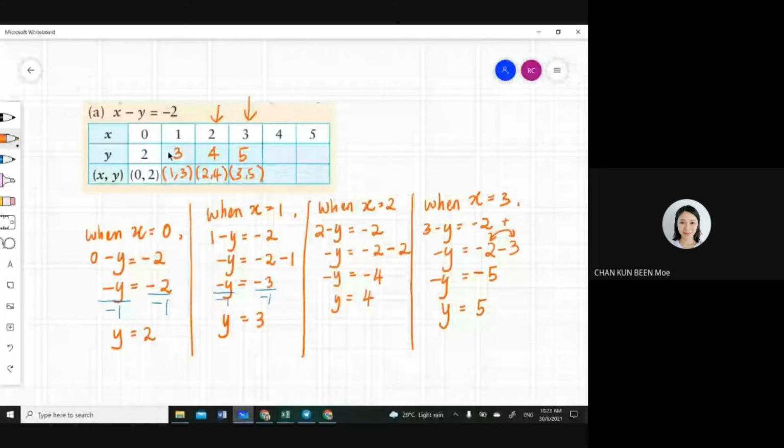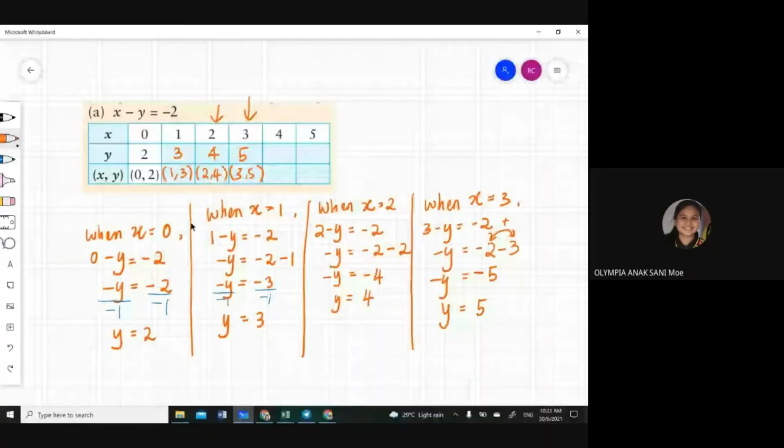Can you guess what will be the answer next in the last two? 6. Yeah, 6 and? 7. 7, correct. So we can just fill it in. It will be correct. But you need to observe carefully. You got to make sure it's correct, then only you can do like this. If it is not, then you cannot do like this.